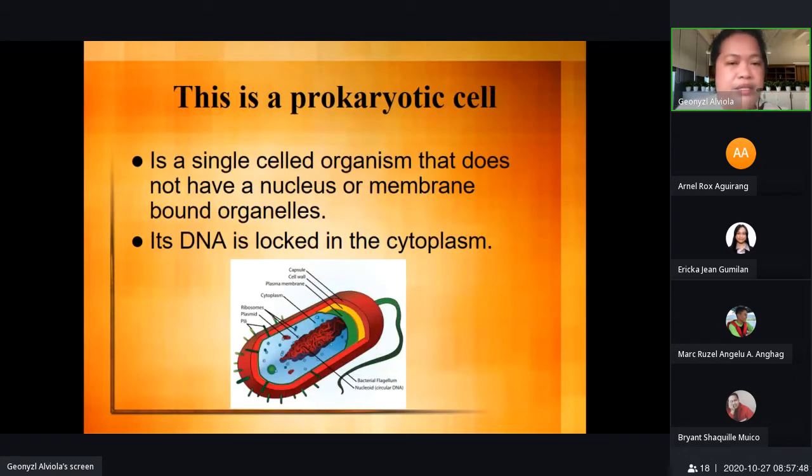So let's start with the prokaryotic as the simplest form of living cell. So it is a single-celled organism that does not have a nucleus or membrane-bounded organelles, like I said before. So the DNA is locked in the cytoplasm.